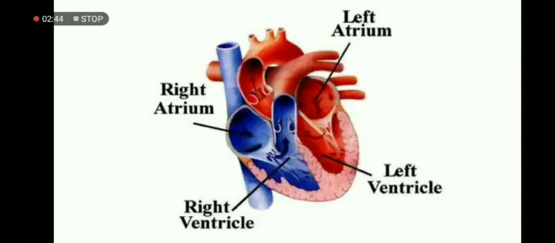In this diagram, you can see all the 4 chambers of the heart. You can see that the right atrium and right ventricle have deoxygenated blood. And the left atrium and left ventricle, both of them have oxygenated, that is oxygen-rich, blood.